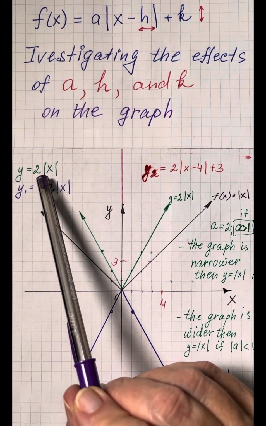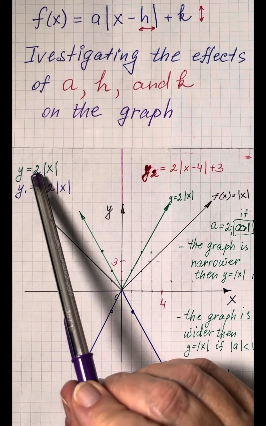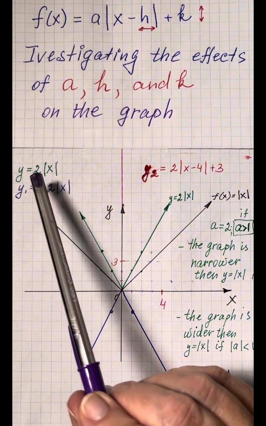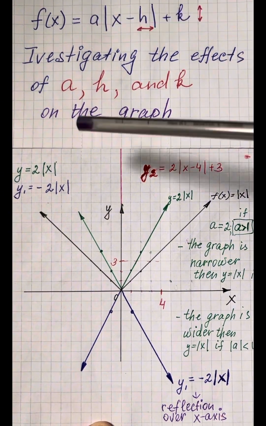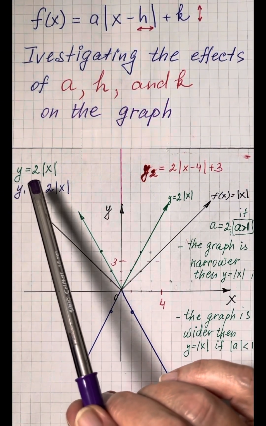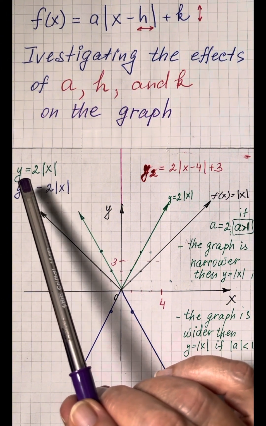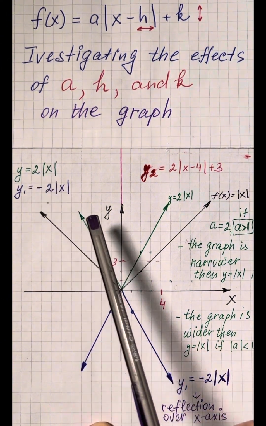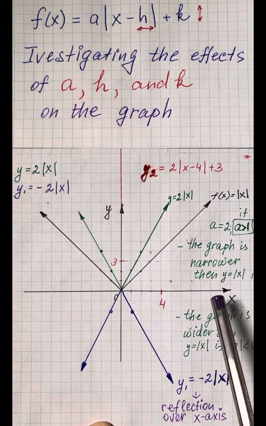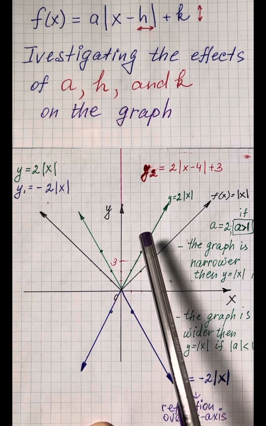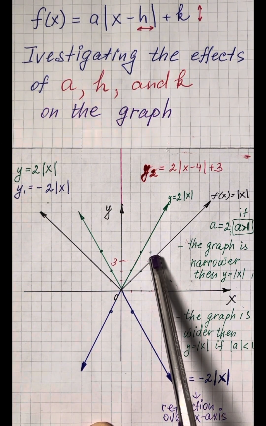What's different from the parent function is that we multiply by coefficient a, which in our formula is a. In this case, we have 2. So in other words, each value of y we are multiplying by 2. That's why we have a narrower graph compared with the parent function.